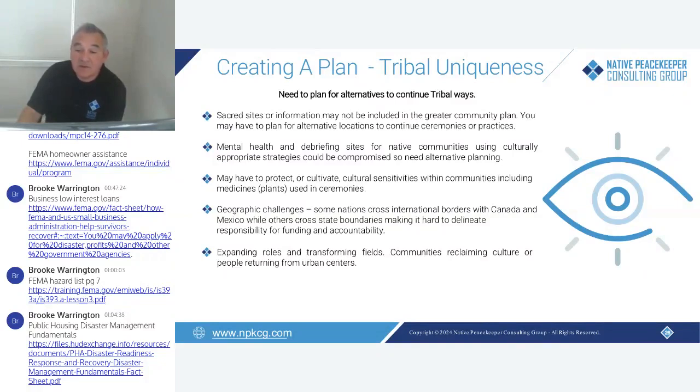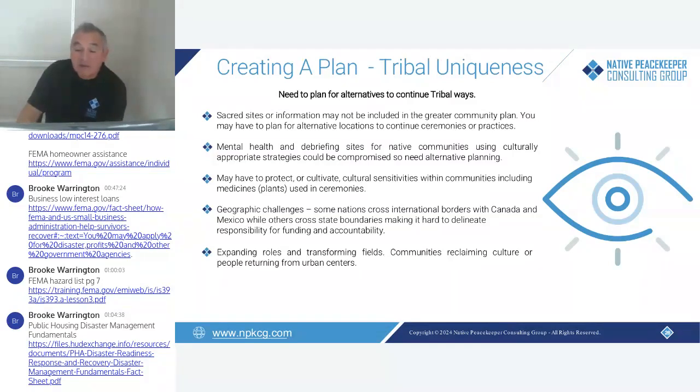Geographic challenges. Some nations cross international borders with Canada and Mexico, while others cross state boundaries, making it hard to delineate responsibility for funding and accountability. So I know a property where the international border of Canada and the US passes right through their actual house. So in that case, you need to know where people are coming from to help you and be clear on that, because it's easy for them to say, well, that's not our responsibility. And that does sometimes happen, whether it be from the state to the province to the country to the neighbor. You need to have that line. So a lot of places that don't have these problems with crossing borders, it's easy to make sure you know where the funding and accountability comes from.